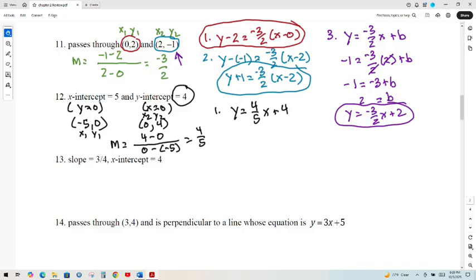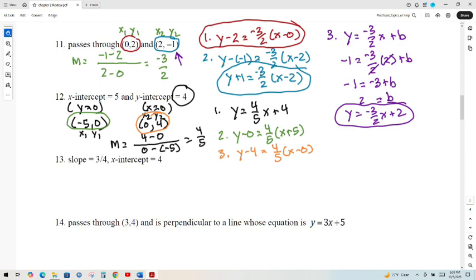But again, you can use one of the ordered pairs. If you chose negative 5, 0, you would end up with y minus 0 equals 4/5 times x plus 5. Or if you chose the other point, 0, 4, you would end up, in this case, with y minus 4 equals 4/5 x minus 0.